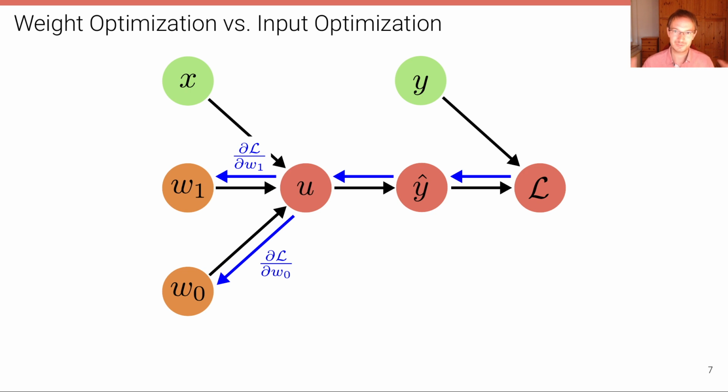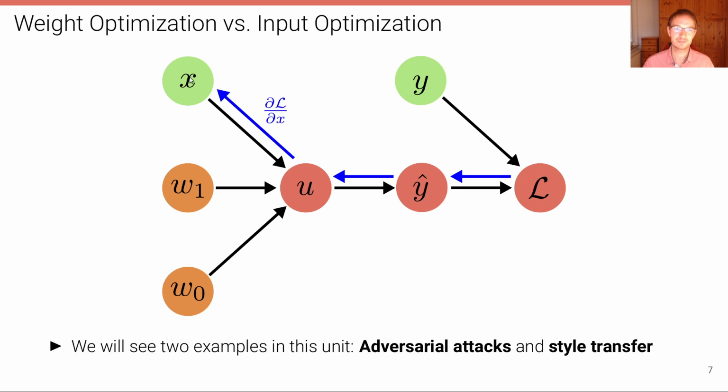But we can do more with such a computation graph. It's much more flexible. Instead of backpropagating the gradients to the parameters, we can also take a pre-trained network and from some loss node backpropagate the gradients to the input instead of the parameters. From the perspective of a computation graph, really nothing changes. It's the same computation graph, it's just that we are computing gradients for another node. In this case, this node is not a parameter node, but an input node. And we will see two examples of why or where this could be useful in this unit.